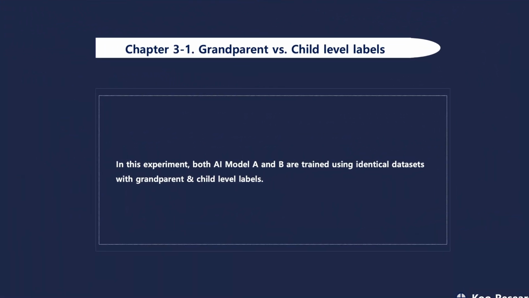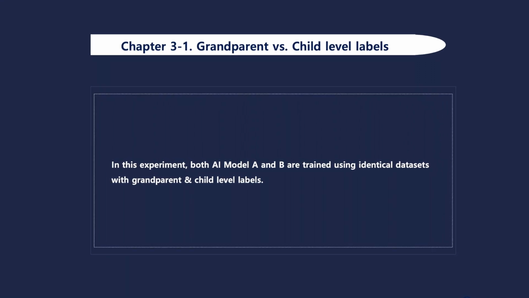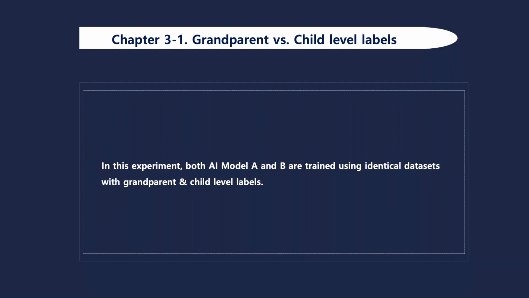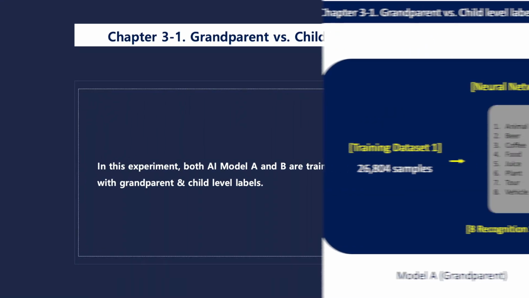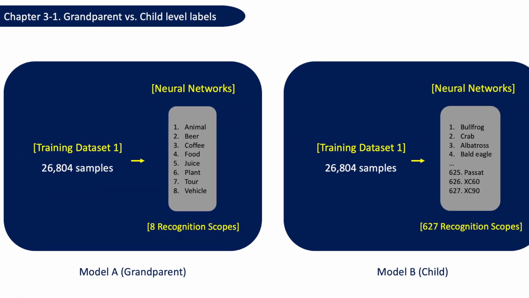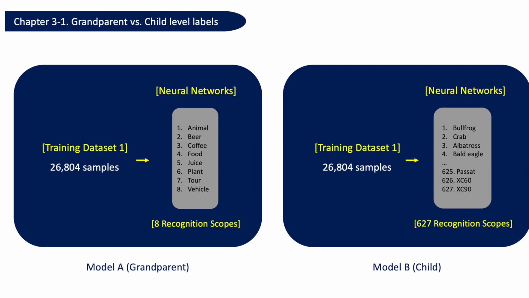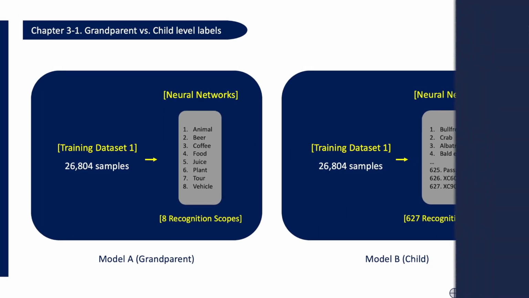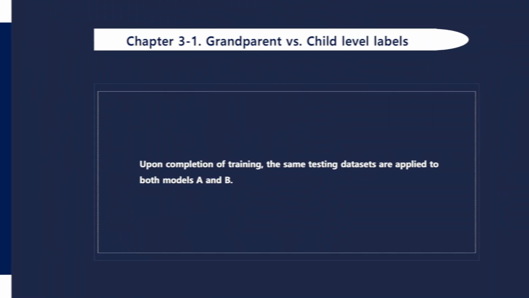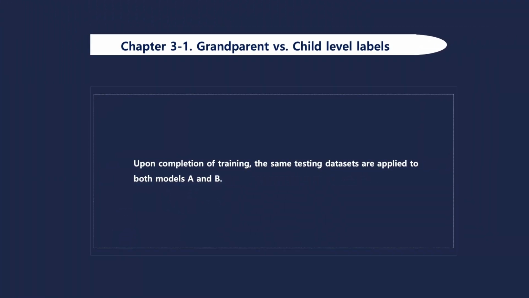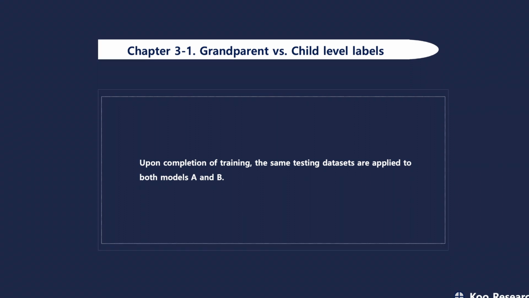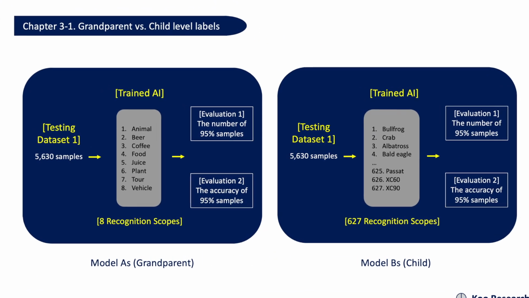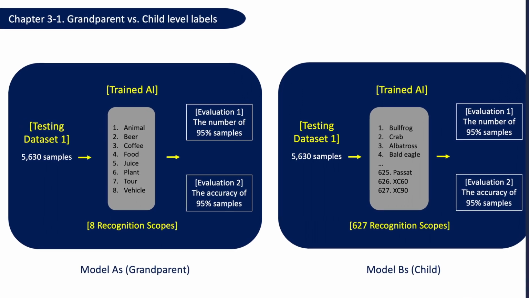Chapter 3:1. Grandparent versus child level labels. In this experiment, as depicted in this figure, both AI Model A and B are trained using identical datasets with grandparent and child level labels. Upon completion of training, the same testing datasets are applied to both models A and B, as illustrated in this figure.